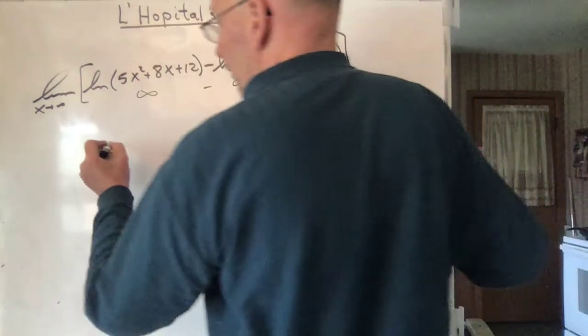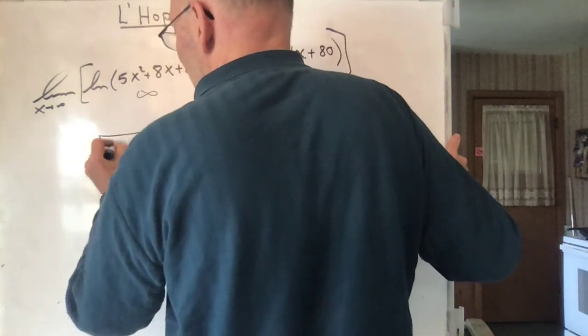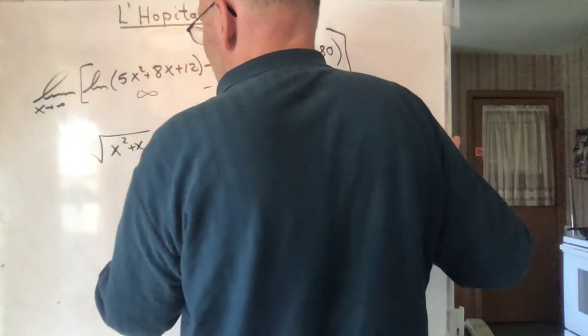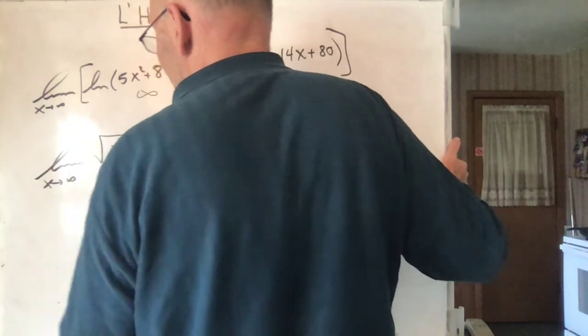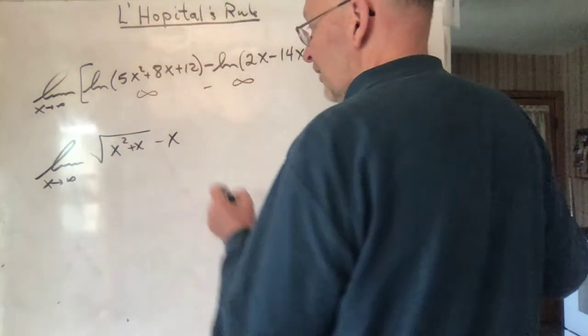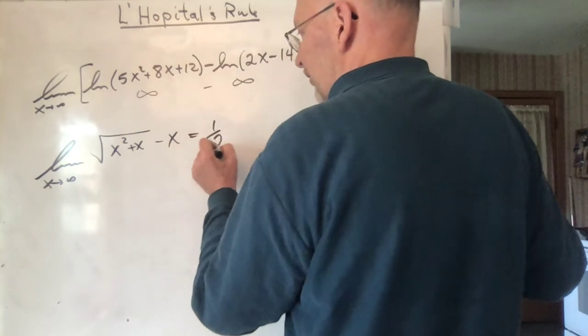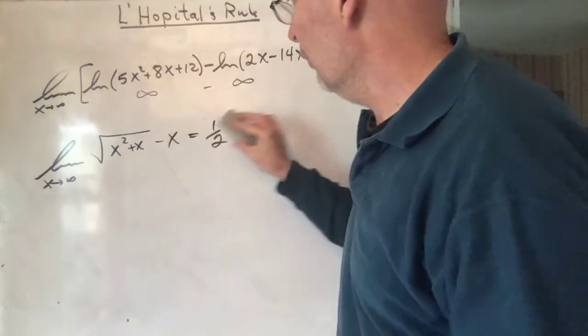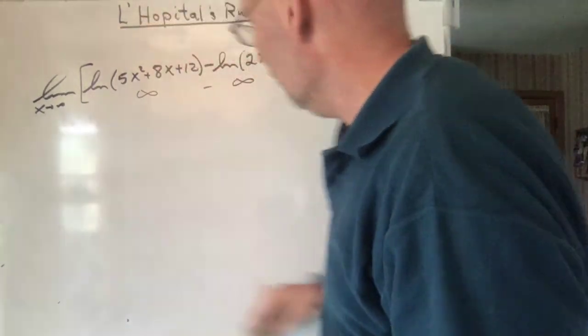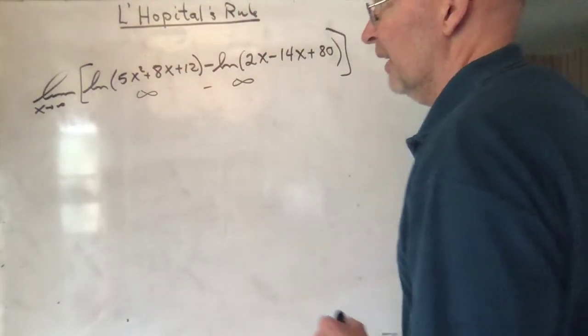We already looked at one of those a while back when we looked at the square root of x squared plus x minus x. We looked at the limit of that as x went to infinity. Remember, we multiplied by the conjugate, and we got that the answer to that was 1/2. Kind of surprising. So we did that one without L'Hopital's rule. This one, we really don't need L'Hopital's rule either, but we can use it.